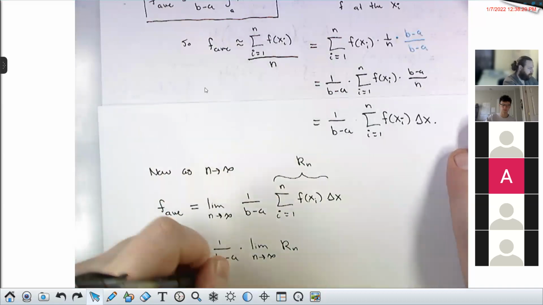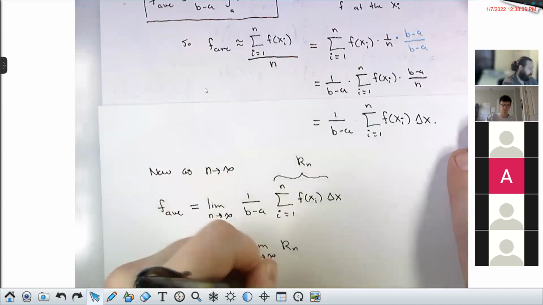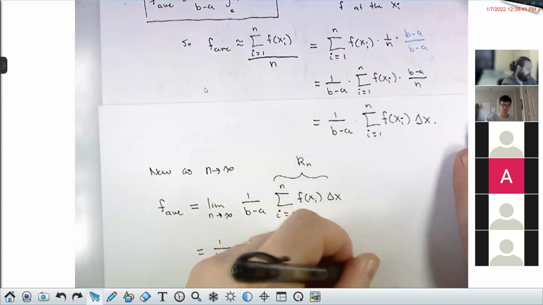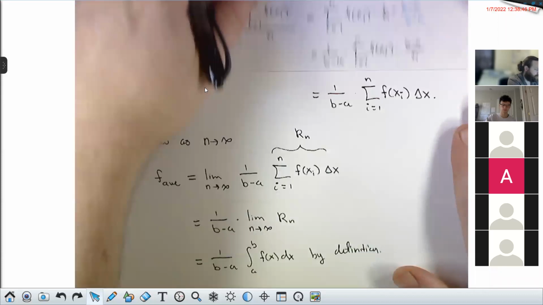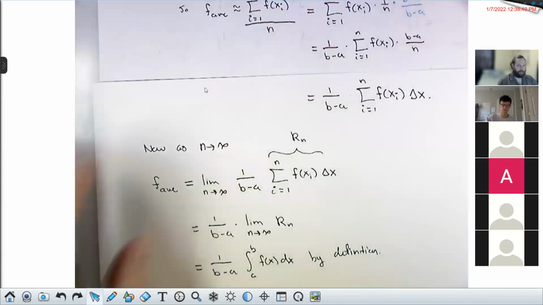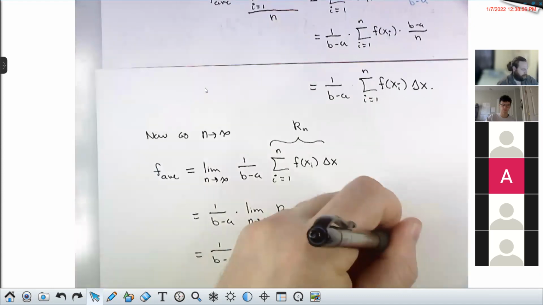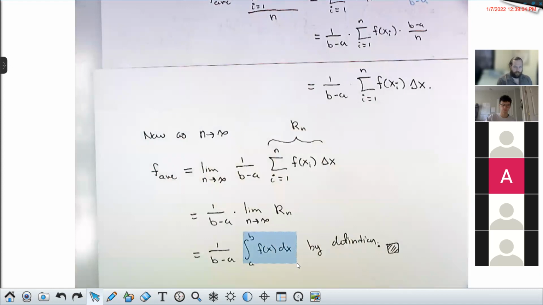And as you send n to infinity in your Riemann sum, you get the integral from a to b of f of x dx by definition. Go look back at section 5.2 where you defined the definite integral. It is the limit as n goes to infinity of the Riemann sum. So that's it. That's the proof. So if you want to average all the outputs of a function, you can integrate that function and then divide by the length of the interval, which is what we said at the start in the box. Just wanted to show you where it comes from.